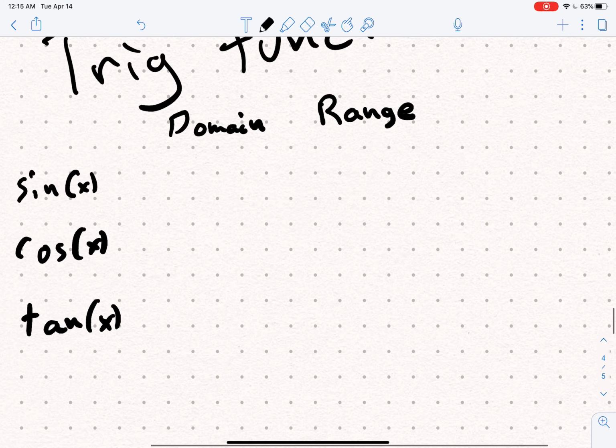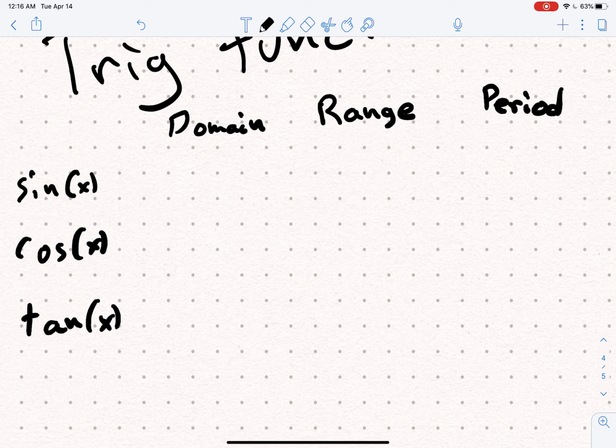And then what is what we call the period of each function? That has to do with how long does it take for the function to repeat. We'll get to that in just a second. So that's the basic idea. Three functions and then three different characteristics of each one.